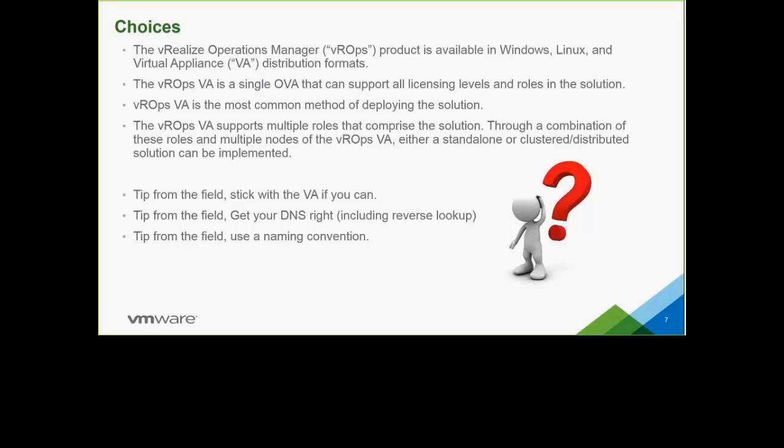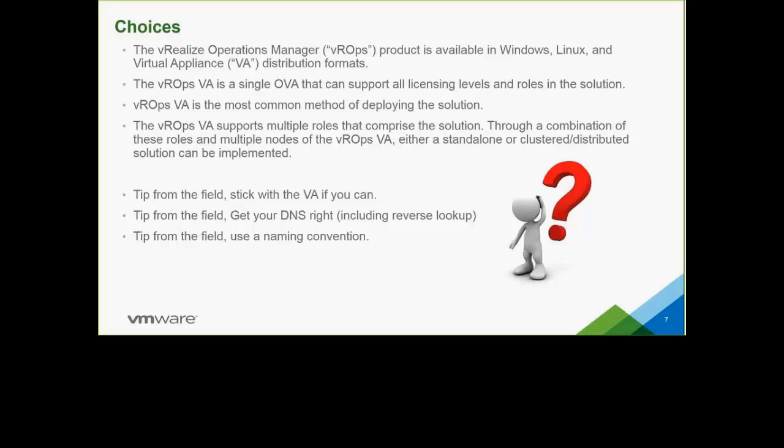Another thing is get your DNS right. Oh, sorry, go ahead, mate. Yeah, I actually wanted to add to that. Even being a VMware employee, I would say the same. The virtual appliance is absolutely the first preference to go with. Having said that, and as Simon mentioned, you can go with a Windows-based vROps and a Linux-based vROps as well. Absolutely no problems with that.